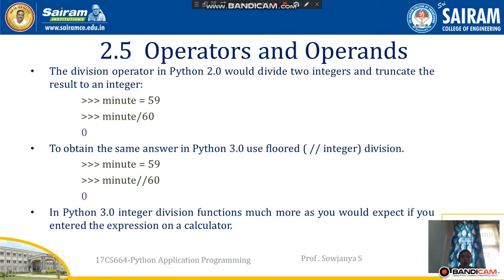To obtain the same answer in Python 2, use the float function. In Python 2, the remaining value is truncated and it gives 0. In the same way, when you want to obtain the exact value there, we use the float function. So Python 3 integer division works much more like when you enter the expression in a calculator. That is, Python 3 gives the exact values. That is how we use operators and operands.